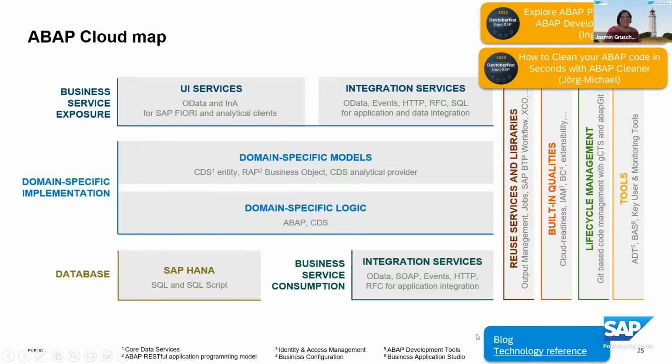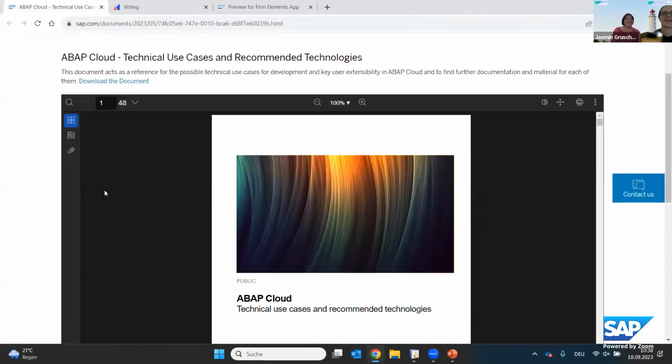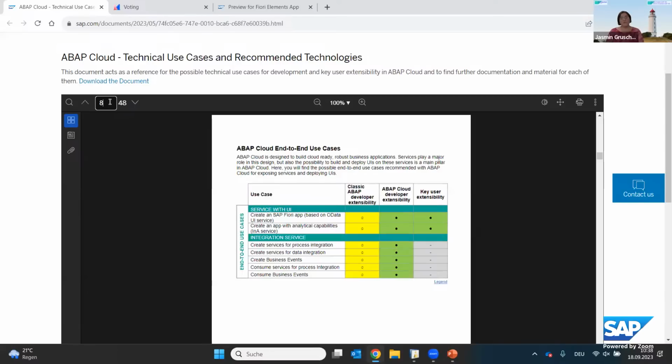And then we also recommend as a reference, I'll have here. Sorry. Yeah, so there's an overview paper that lists technical use cases and the recommended technologies and makes a comparison between classic ABAP and ABAP Cloud. So you can have a look at that to see what you can do or what you could do in classic ABAP and how you can do it in ABAP Cloud these days. And also to drill down, it also recommends if you should use developer extensibility in ABAP Cloud or key user extensibility, depending on your use case. So we highly recommend that you have a look at that paper.